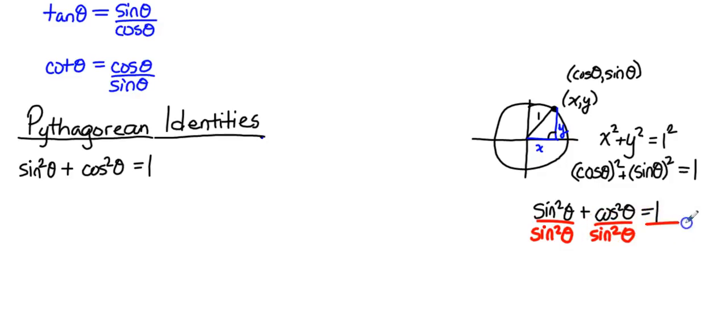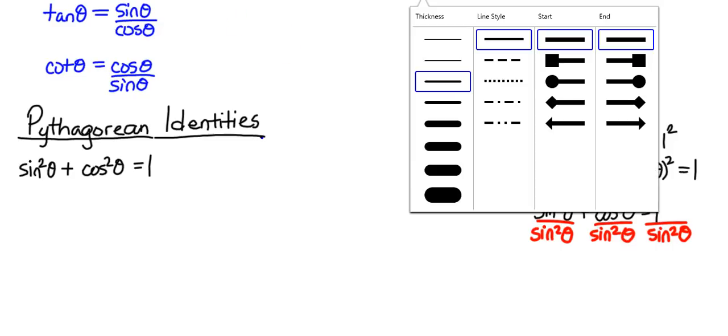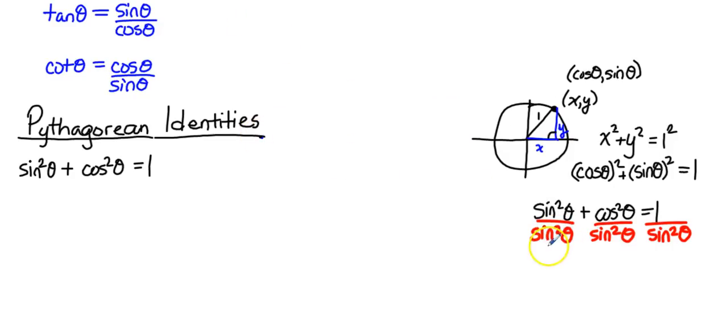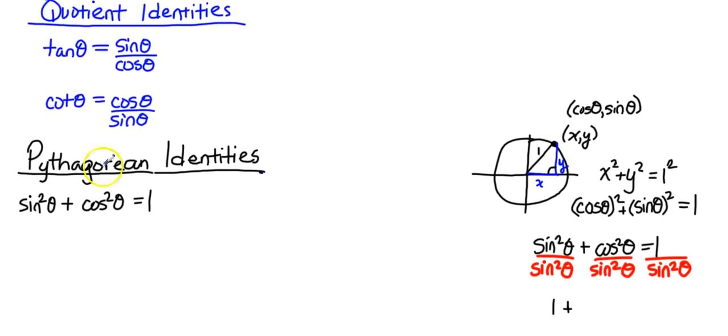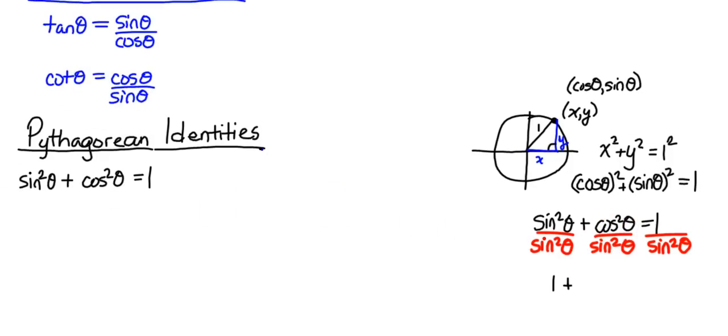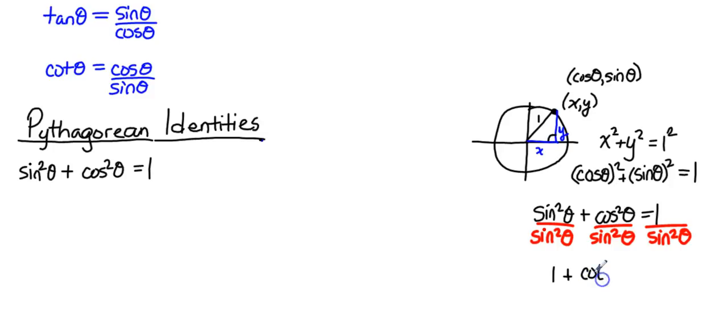Remember, I can do anything I want as long as I apply that mathematical operation to all terms. So if I divide each of these terms by sine squared of theta, the result will be the following. Anything divided by itself is 1, so sine squared of theta divided by sine squared of theta simplifies to 1. What is that? Well, coming back up to our quotient identities, check it out. Cosine divided by sine is cotangent. So cosine squared divided by sine squared is cotangent squared.